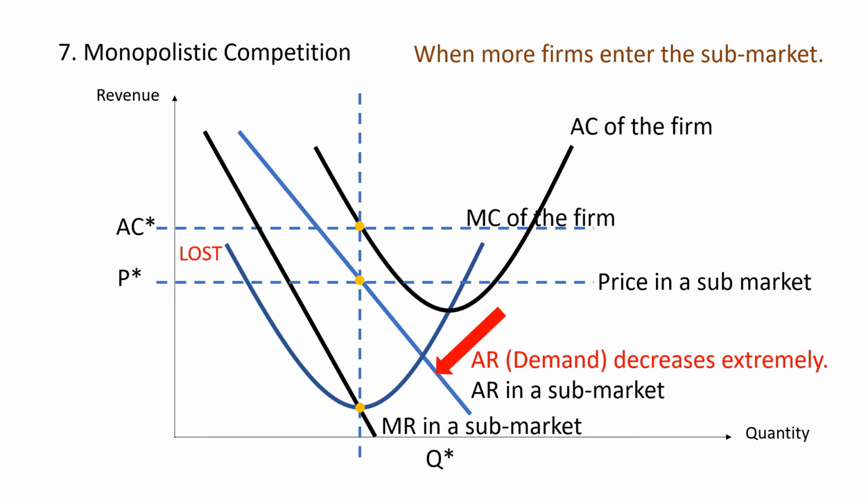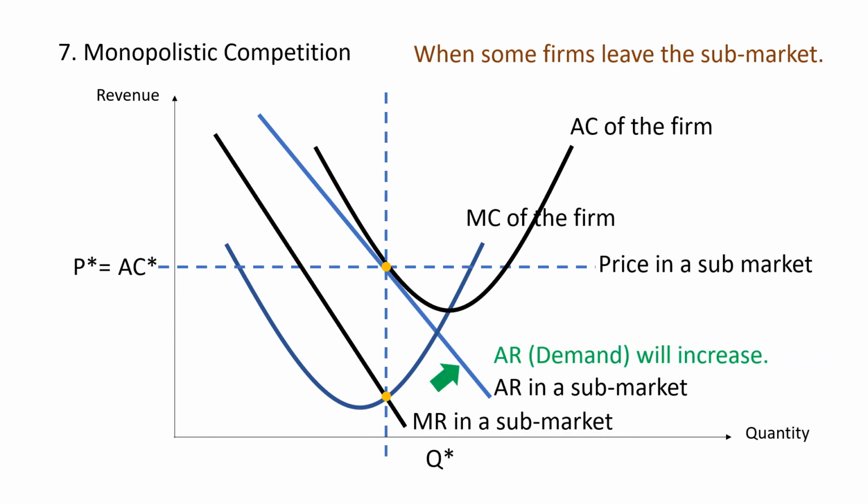When they exit the market, the AR, or the demand, would increase because the size of the submarket is growing larger because of the smaller number of players or firms in that submarket. And the size of the submarket that can be occupied by each firm would be larger. Then the price of that submarket could be increased, hopefully to be equal to the average cost. If price and average cost are equal, then the firm would gain the normal profit.